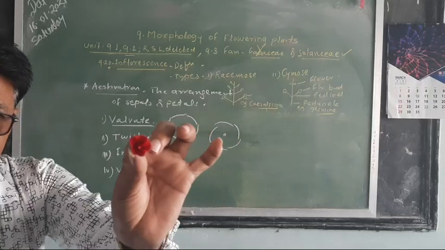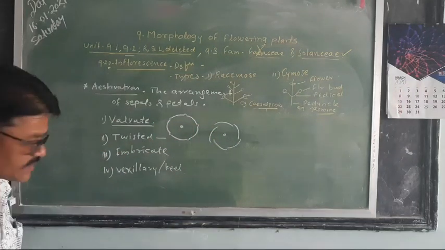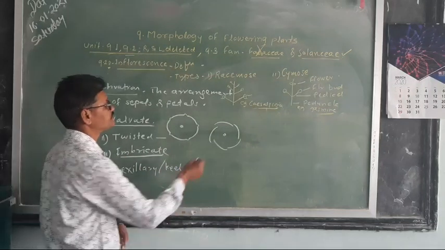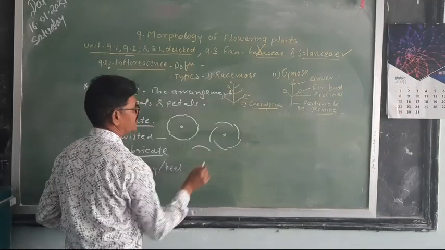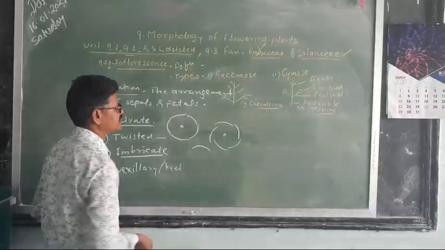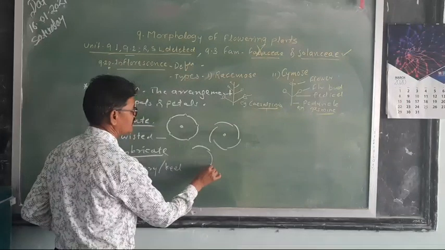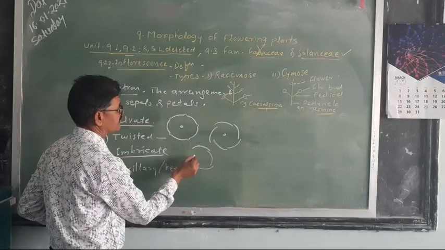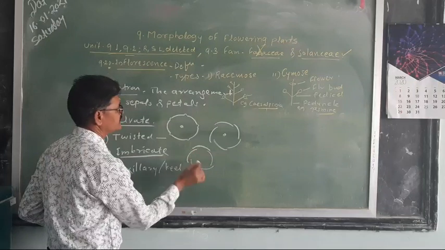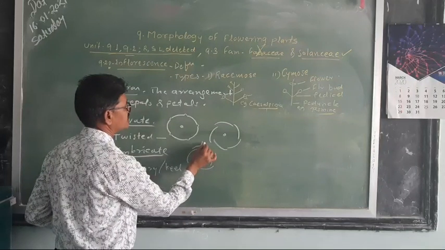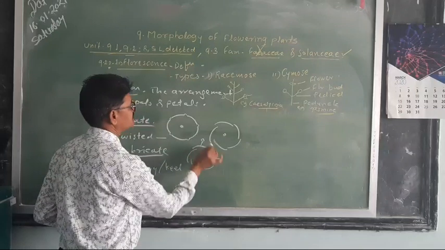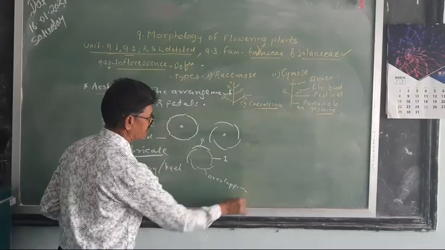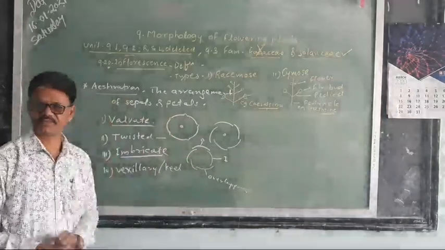Look at this one. Next one is the imbricate type of aestivation. In this type, one petal is totally outside, one petal is totally inside, and the remaining are in an overlapping manner. They are arranged in this fashion. Since this is outside, this is inside, this is outside, this is inside, and these three are in overlapping manner. This is called imbricate type of aestivation.